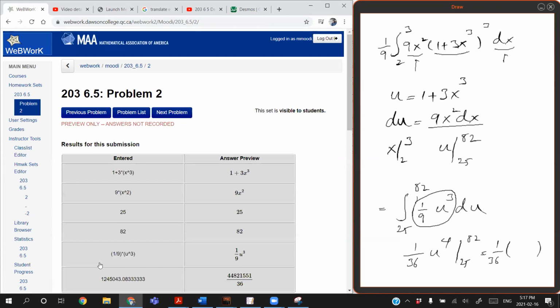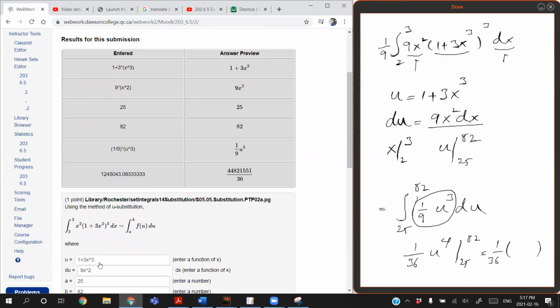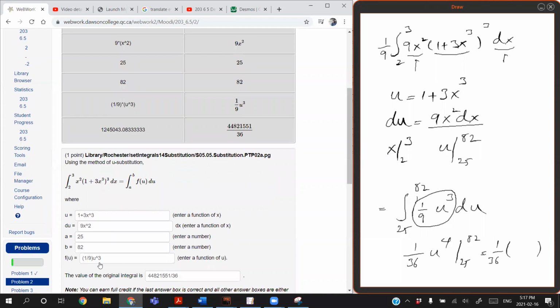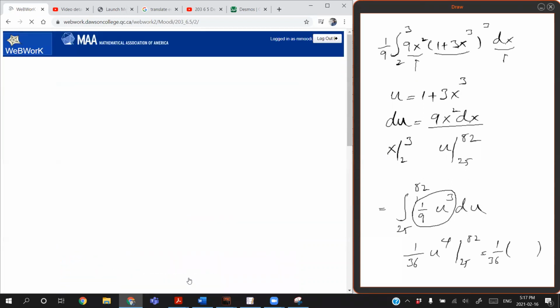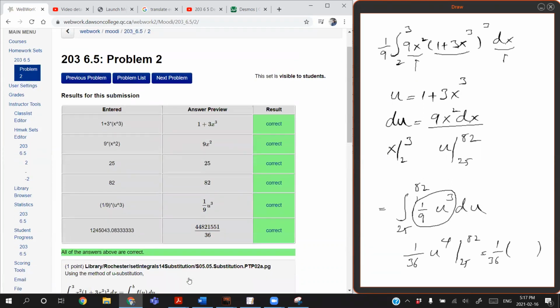So let me just check the answers. Looks good. I hope I did all the calculations correctly. Yep, that's good. So is everything clear about definite integration by substitution?